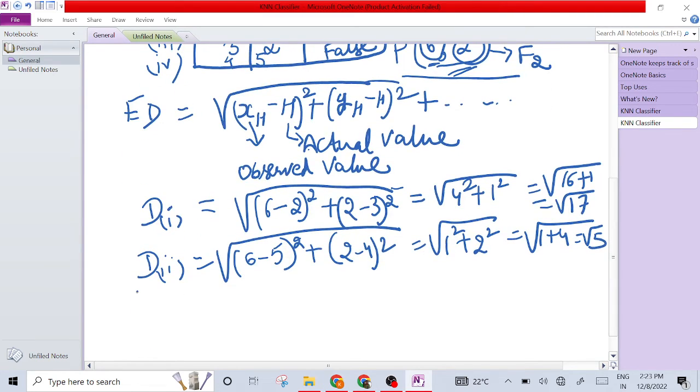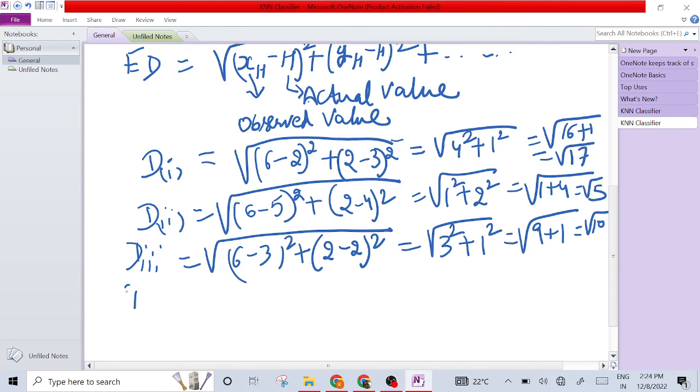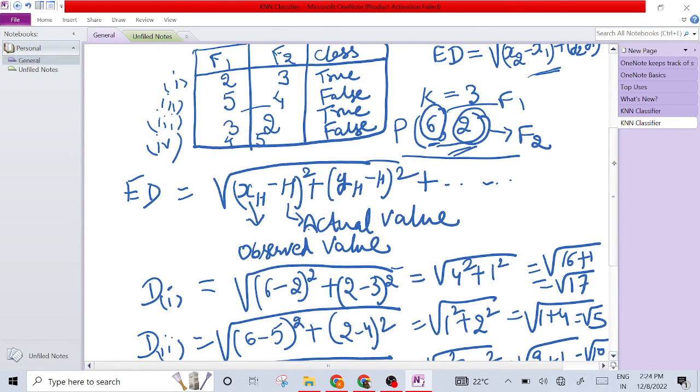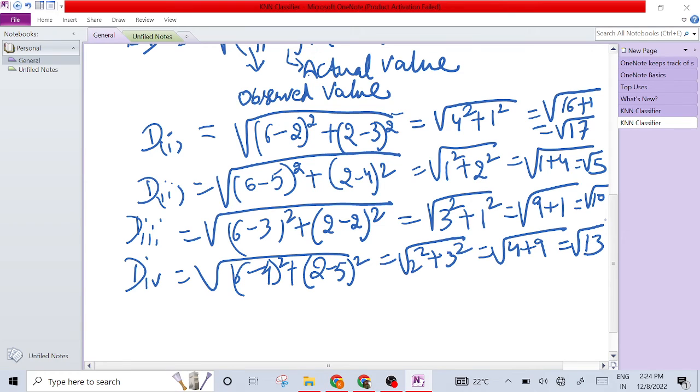In the same way, for data point 3 and data point 4, for data point 3 we calculate 6 minus 3 plus 2 minus 2, because their points are 3 and 2. So this is the square root of 10. Next is D4. D4 is 6 minus 4 and 2 minus 5, so 2 squared plus 3 squared, that means 4 plus 9 equals the square root of 13. All these values are given.